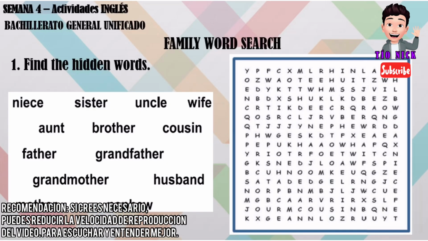Search for family words. Activity number 1. Find the hidden words. This is the classic alphabet soup. You must find the words on the left.